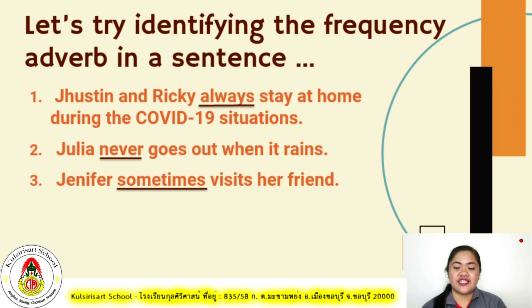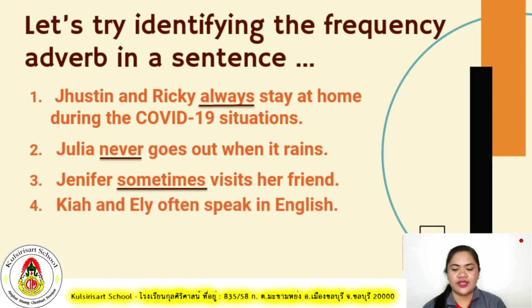Let's read again. Justin and Ricky always stay at home during the COVID-19 situations. Next, Julia never goes out when it rains. And Jennifer sometimes visits her friend. Next, number 4. Kia and Ellie often speak in English. So, we have the frequency adverb in this sentence, often. We have here our subject, Kia and Ellie. When we talk about two subjects or more, what should be the verb? The verb is the base form. So we have here speak. No S, no ES, no ED.